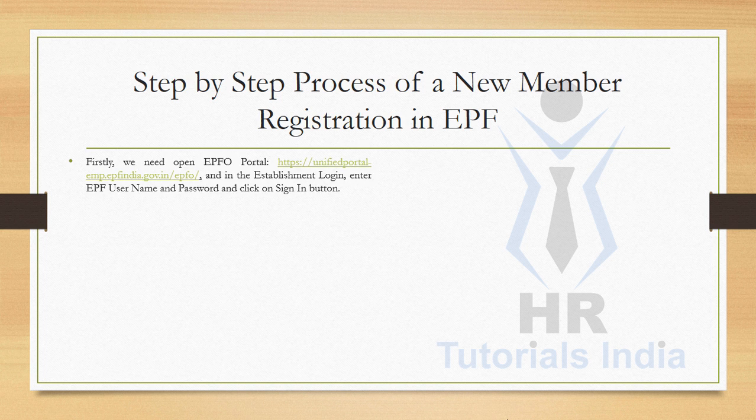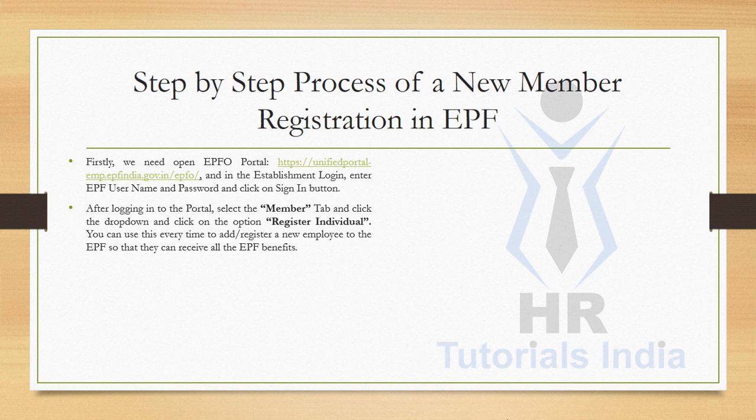Firstly, we need to open the EPFO portal, that is the unified portal-emp.epfindia.gov.in, and in the establishment login, enter the EPF username and password and click on the Sign In button. After logging into the portal, select the Member tab, click on the drop down and select the option Register Individual. You can use this every time to add or register a new member to the EPF account so that they can receive all the benefits of EPF.